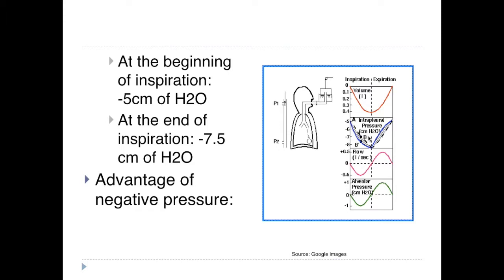Now during expiration, at the end of inspiration, the inspiratory muscles relax, and recoiling forces of the lungs begin to pull the chest wall back to the normal position. So now again the pressure comes back to -5 centimeter of water.